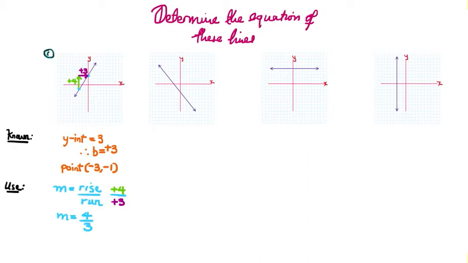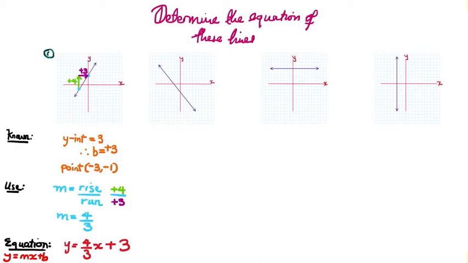Therefore, to determine the equation, we need 2 things. We need the slope and the y-intercept. We know the y-intercept to be positive 3. You put that in place of b in your equation of the line, and for m you put 4 over 3, and therefore your equation will be y is equal to 4 over 3 x plus 3. So that is about it on determining the equation of a line for this case, which I would call case 1.